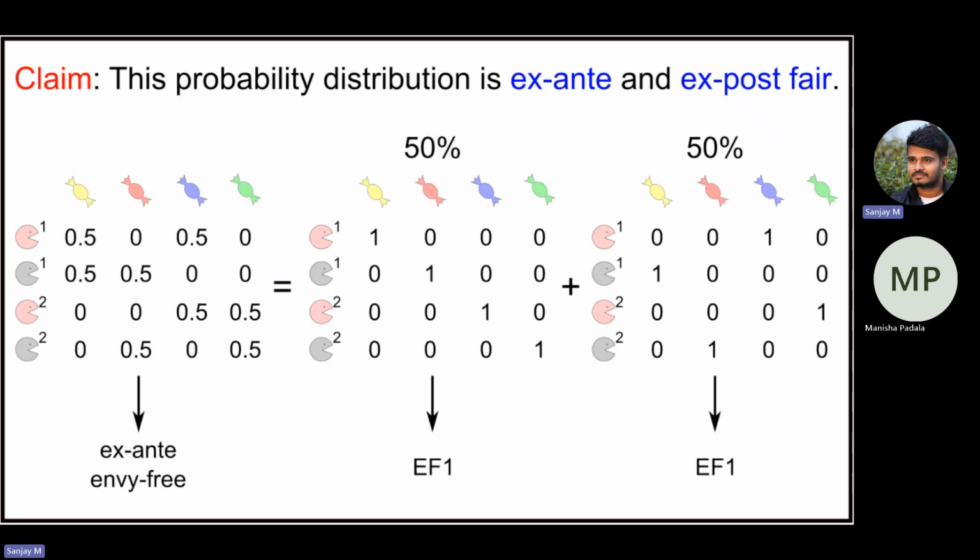Why? Because every item, you can imagine assigning it to the agent who has a 1 for that item. Every item has exactly one owner. You can infer an allocation out of each of these matrices. And what you have constructed is a probability distribution over deterministic allocations. So this is a legitimate randomized allocation. Now, I need to tell you why this randomized allocation is nice, in the sense that why does it have ex-ante fairness and ex-post fairness properties?